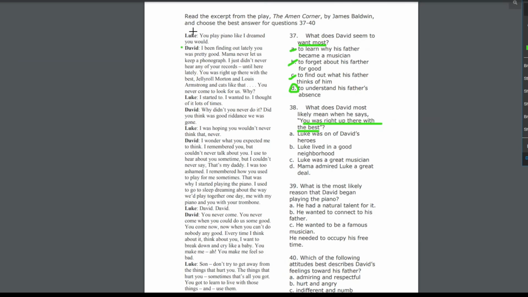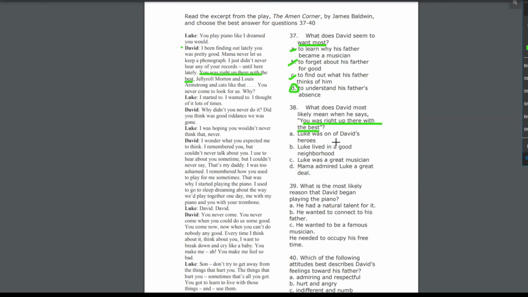It says, so the dad starts out with, "You play piano like I dreamed you would." And then the son says, "I've been finding out lately you was pretty good. Mama never let us keep a phonograph. I just didn't never hear any of your records until here lately. You was right up there with the best. Jelly Roll Morton and Louis Armstrong and cats like that." So you was right up there with the best.